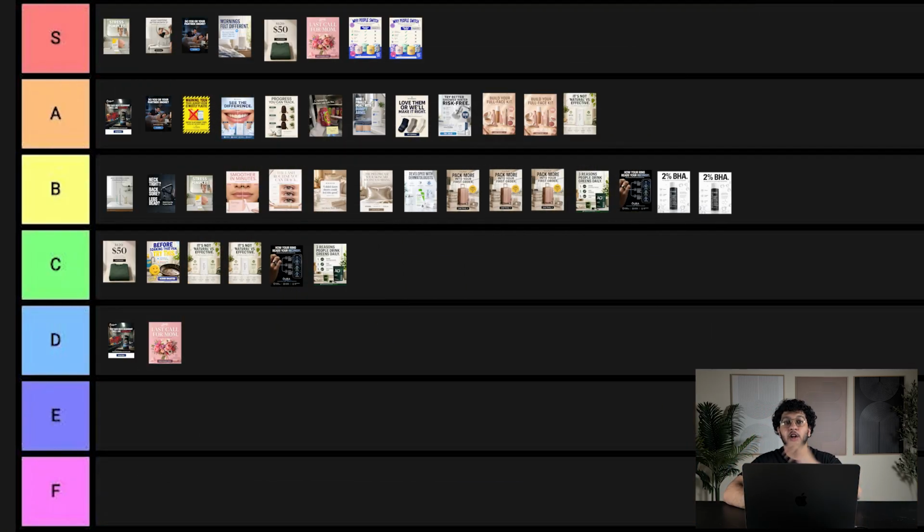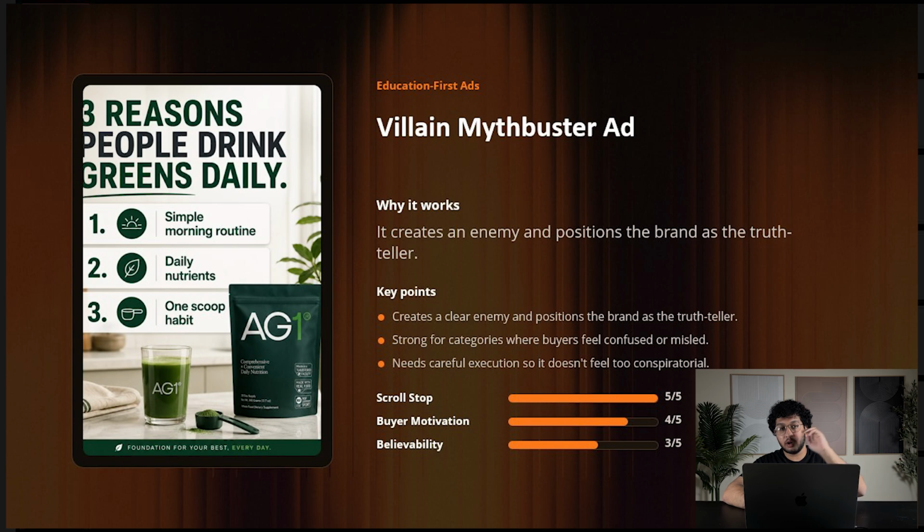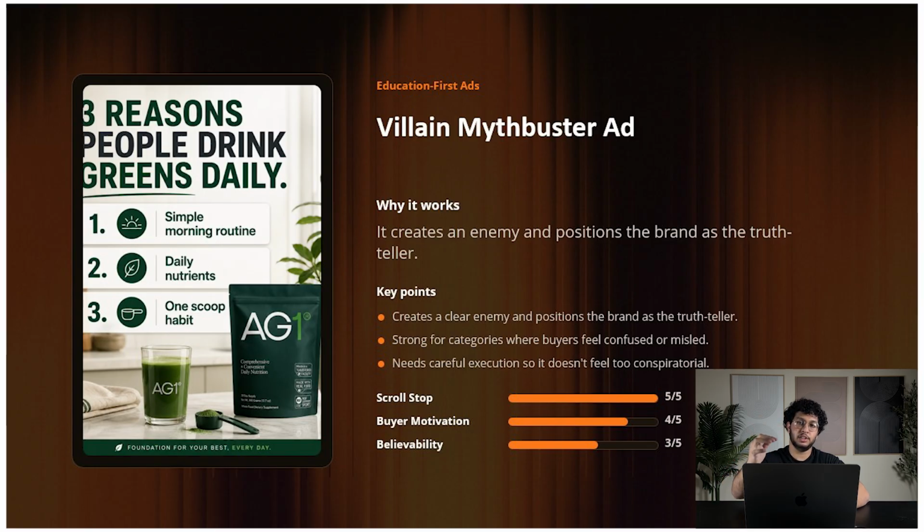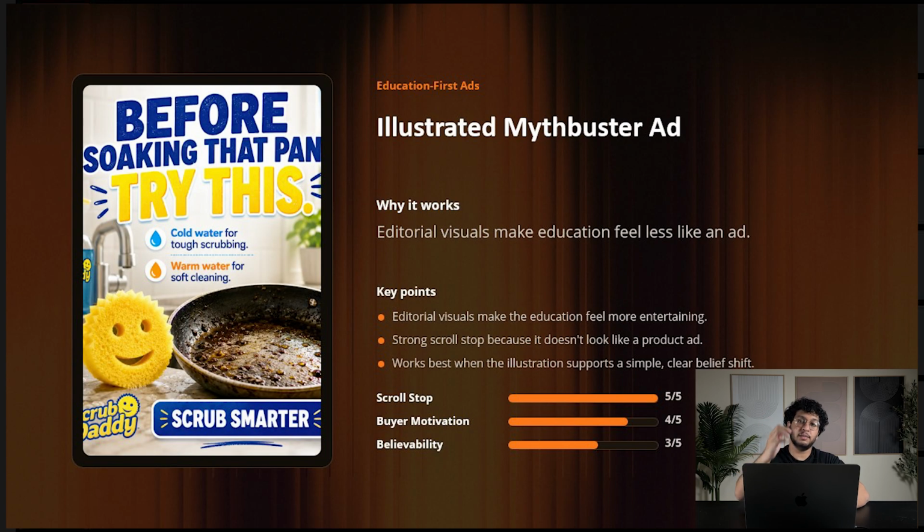This is C tier. Creating a villain can make the ad more emotional. The industry, the old way, the product everyone has been told to use. But if it goes too far, it starts sounding like conspiracy. High scroll stop, but fragile believability. That keeps it in C tier. Next is the illustrated mythbuster.